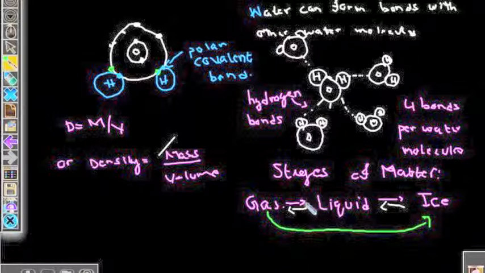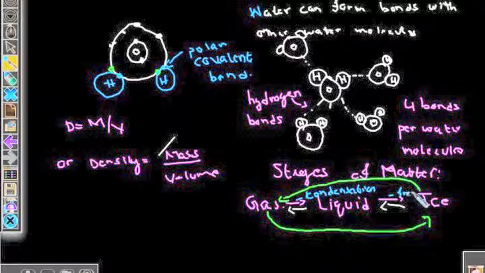So gas to a liquid is condensation, and a liquid to an ice is freezing, as you know. And then ice to liquid is melting, and liquid to gas is boiling. And then I think gas to ice is just condensation again, and then ice to gas is sublimation.